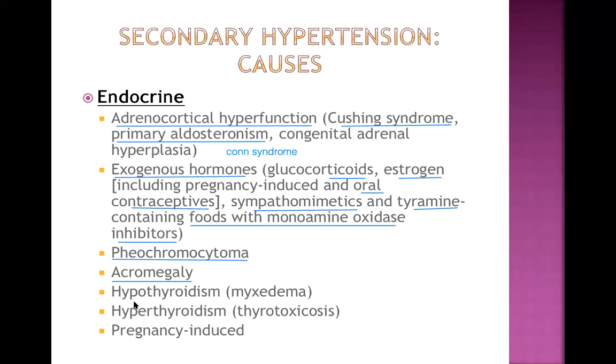Hypothyroidism or myxedema, because of the deposition of mucopolysaccharide-like substance everywhere, there is increased peripheral resistance, which causes a rise in blood pressure. Whereas hyperthyroidism or thyrotoxicosis is an excessive thyroid hormone level condition. So it will cause an increase in cardiac output and activation of the sympathetic nervous system, and that is increasing the blood pressure.